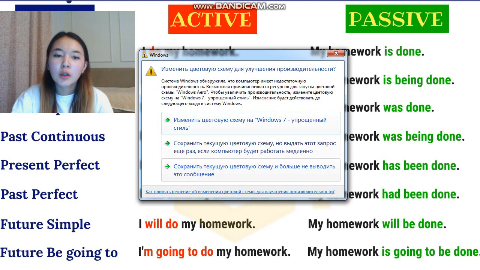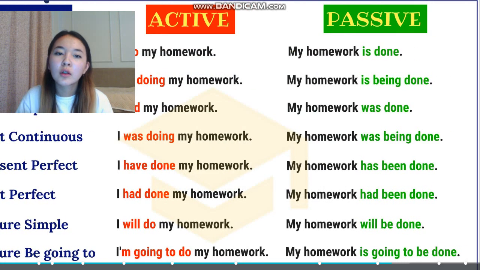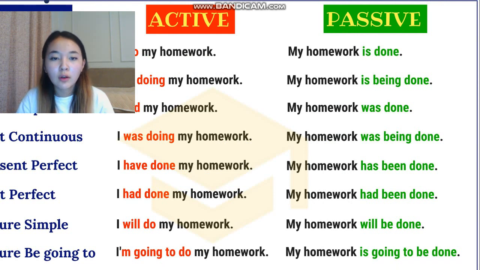So, for example, in present simple, I do my homework. In passive voice, my homework is done. In present continuous, I'm doing my homework. In passive voice, my homework is being done. In past simple, an active version is I did my homework. In passive voice, my homework was done. Past continuous, in active voice, I was doing my homework. In passive voice, my homework was being done.